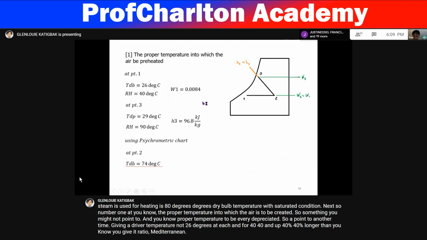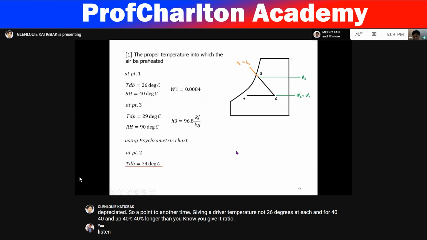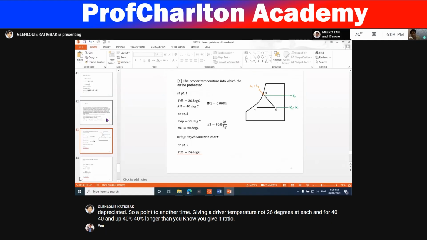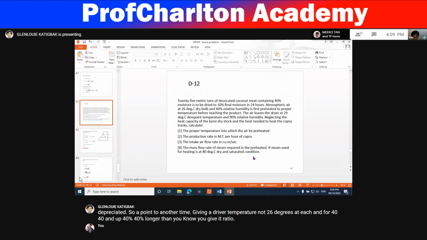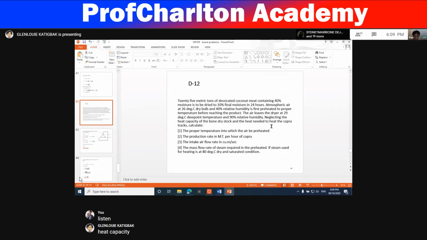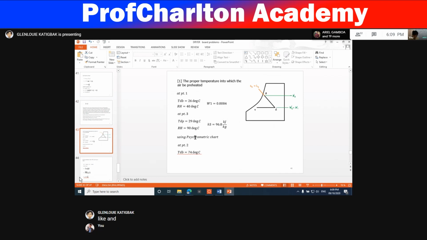Glenn, sandali, ano ba yan? Sinabi ba na adiabatic? Ayun sir, neglect the heat capacity of bone dry stock and heat added. So neglect the heat, sir. Oh, okay. Adiabatic. So, ibig sabihin walang heat added. Saka hindi naman sinabi, sir, walang ibang sinabi. Pag di sinabi, di ba sir, adiabatic. Pag hindi, kumbaga default yun. Sige, sir, default.